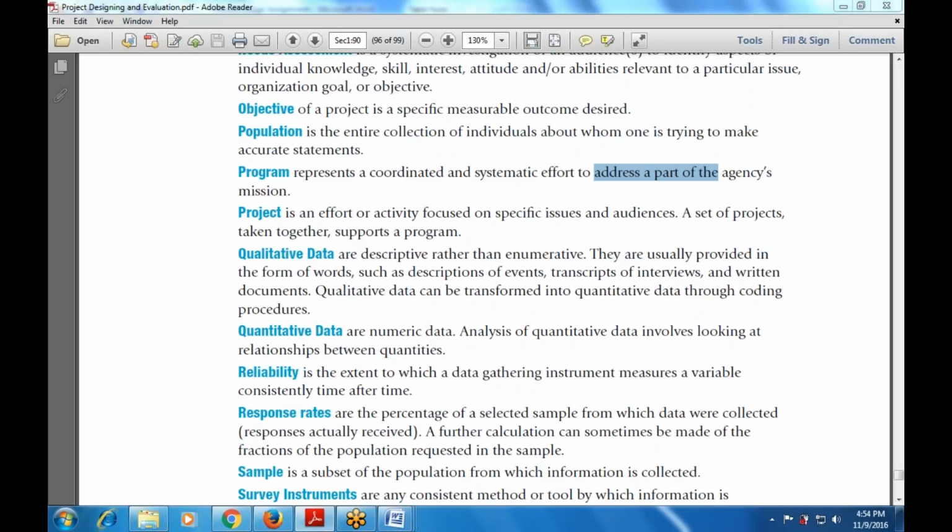So next is qualitative data. That means it is more descriptive, more focused on quality rather than quantity. There is more discussion that is descriptive rather than enumerative. Then next one is quantitative, that means more focus on the numeric data, on the quantity. Then reliability is the extent to which a data gathering instrument measures a variable consistently, time after time. That is, from time to time it gathers the information.